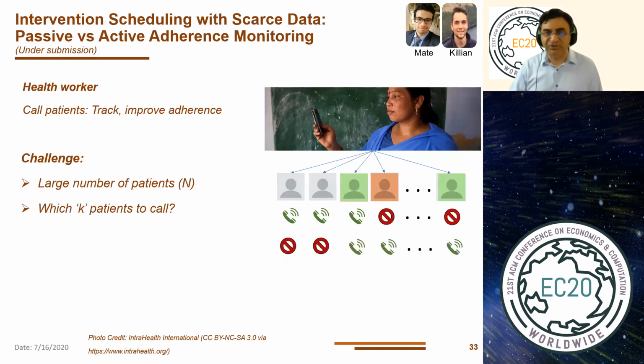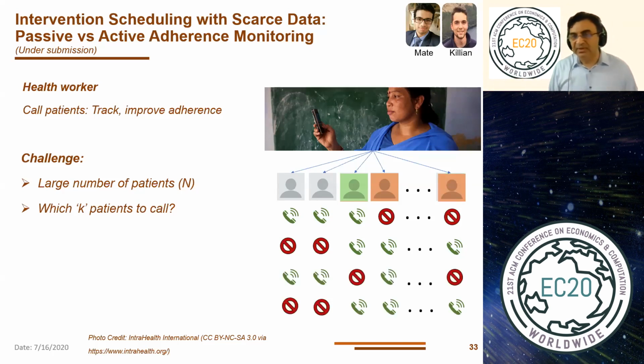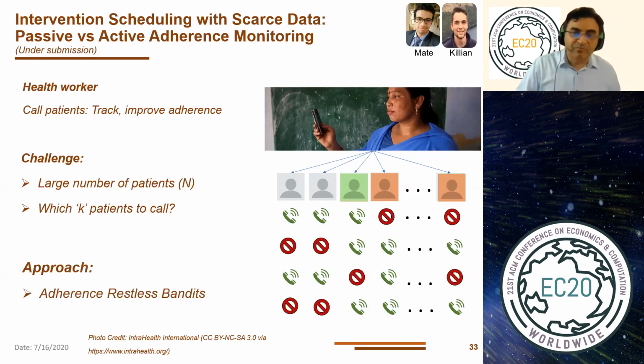And they call patients in some kind of round-robin fashion, trying to understand who's adhering, who's not. And this is a 6-month course. And so you can keep calling patients to try to get information on adherence and encouraging patients to take their pills. So this can go on. The question is, could we do better than something like a round-robin approach? And so we are proposing an approach based on adherence restless bandits.